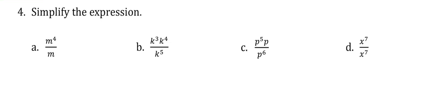Okay, let's do problem 4. So for part A, we have m to the 4th over m. Now there's a couple ways to think about this. I'm going to show you guys both. So the first one is like this.